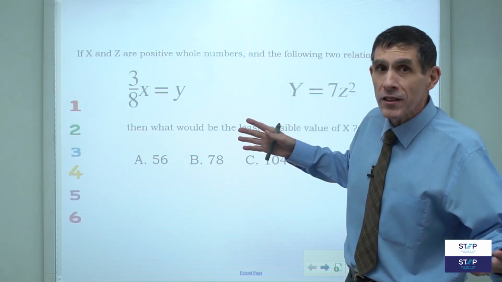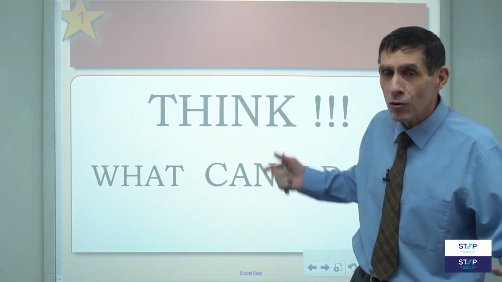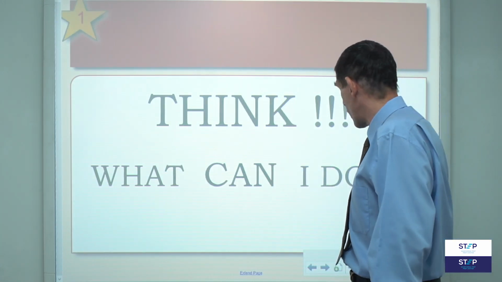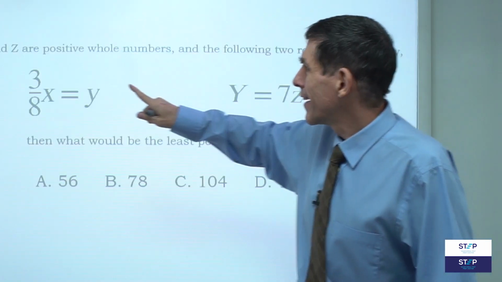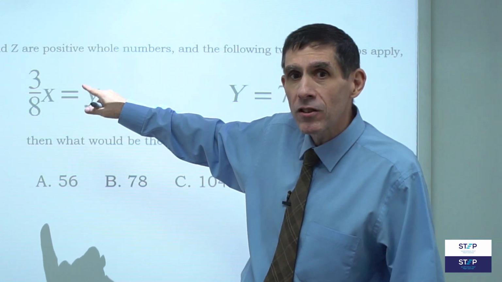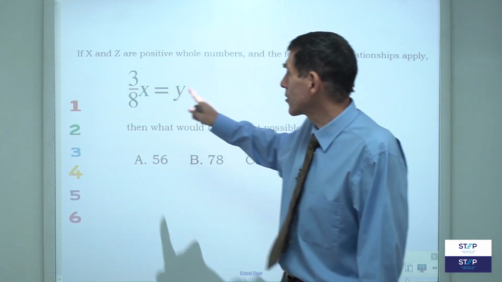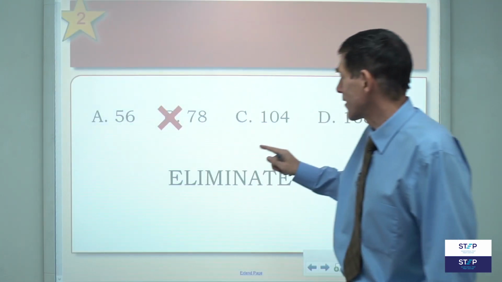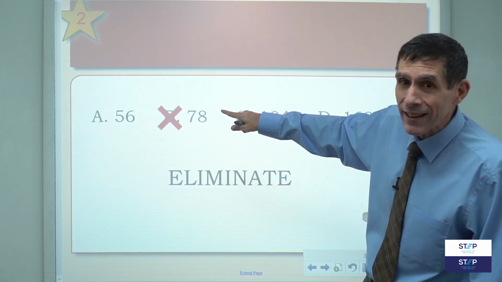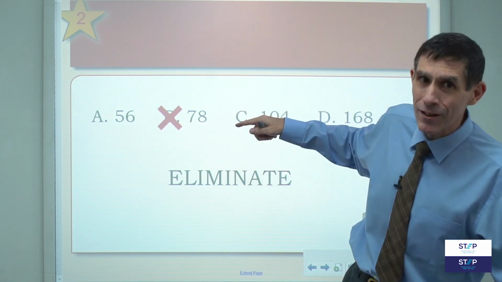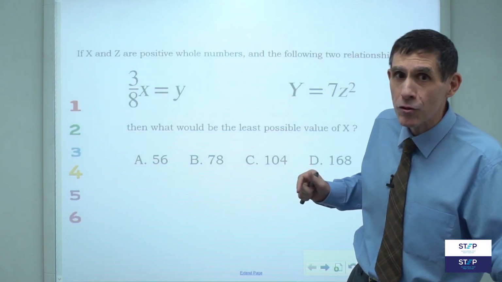Now, the first thing you've got to do on this problem, think, what can you do? You look at this problem and you think, well, let's see. x has to be divisible by 8, right? What does that mean? Look at this. Eliminate 78. 78's not divisible by 8. Doesn't work. Get rid of it. Okay, back to the problem. Now you've only got 3 possible answer choices.